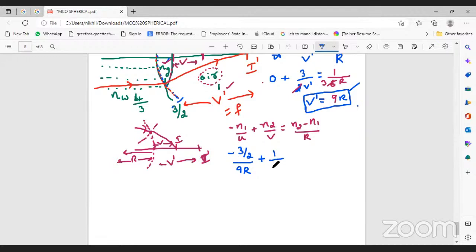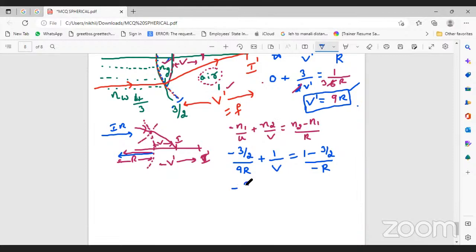You have to find the image distance. N2 value is 1, N1 value is 3/2, whole thing divided by the radius of curvature, that is minus r. Why is the radius of curvature minus here? Because it is measured opposite to the incident ray. The incident ray is moving towards the right side, but the radius of curvature is measured opposite to that, so it is minus r.